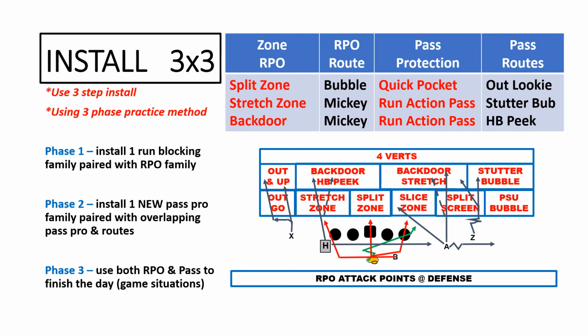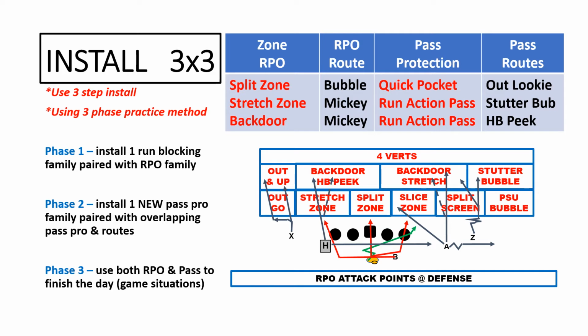The pass protection will introduce a quick pocket pass, but then we do run action passes is what you'll build around. Run action pass is the idea where you're still going to use your run blocking schemes of inside and outside zone with the offensive line, but they'll stay on the line of scrimmage, and we are now going to pass the ball. So that's what we mean by run action pass.